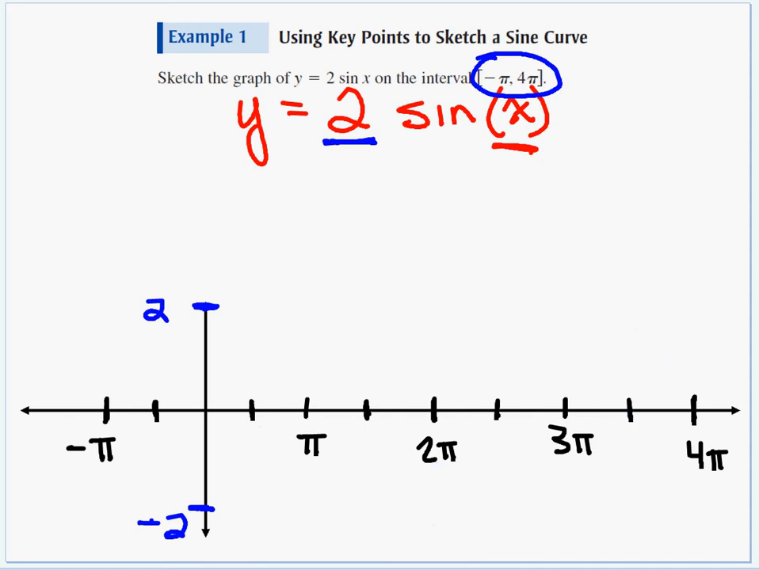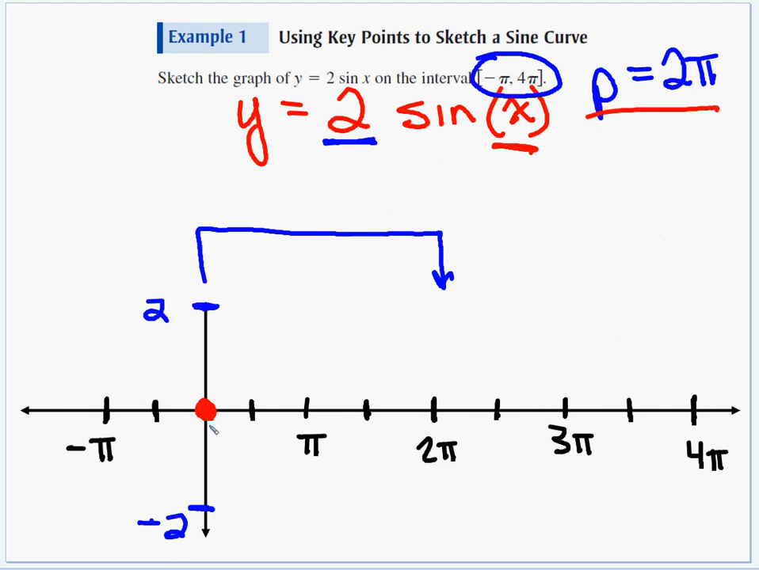Okay, now the period is equal to 2 pi. So I'm going to have one cycle from 0 to 2 pi. So in this amount, I'm going to do my 5 dots. I'll switch to red ink here. It is a sine wave, so it's going to start at the origin. And I know the period is 2 pi. So if I start at 0, I'm going to jump to the end. That's 2 pi right here.